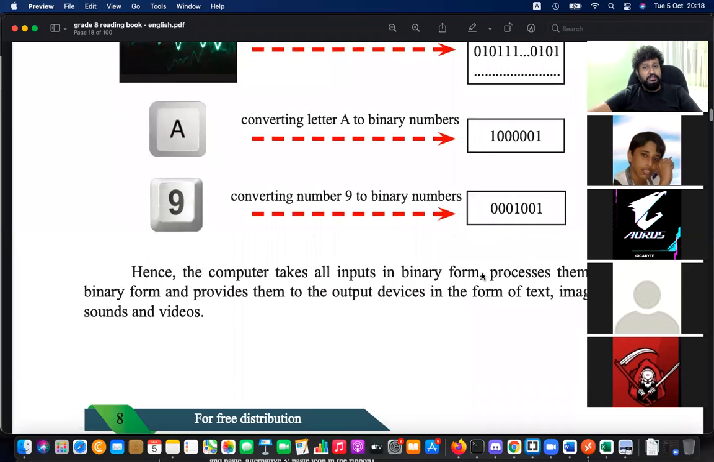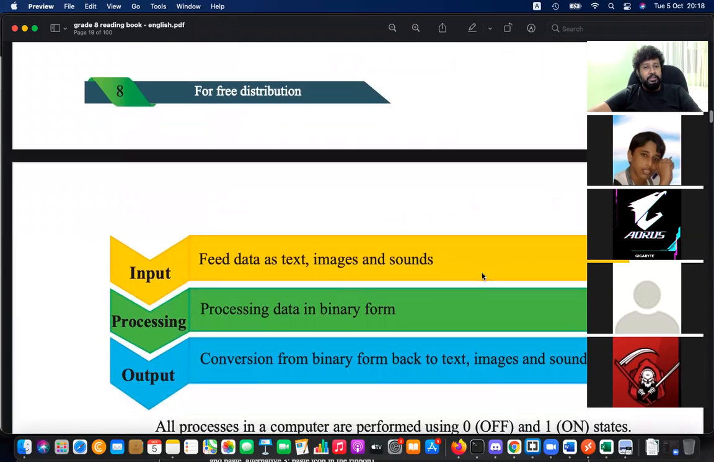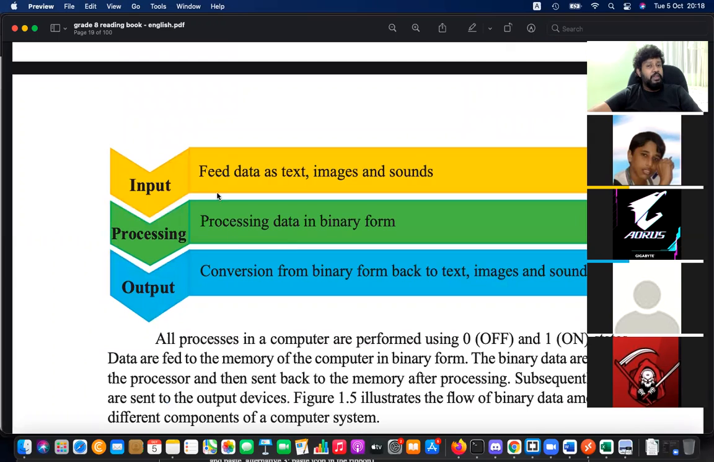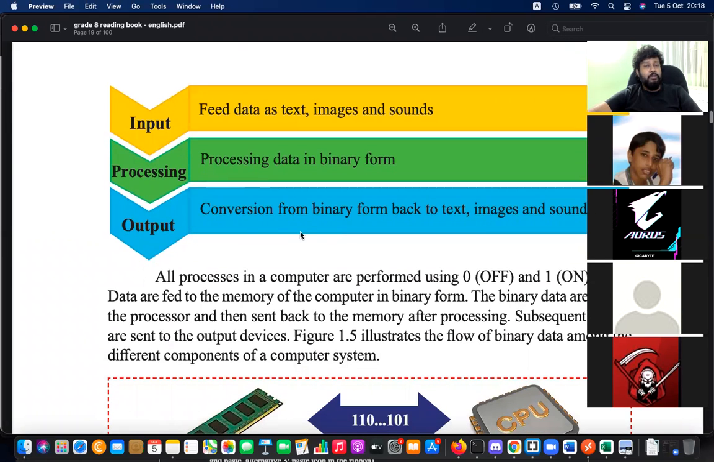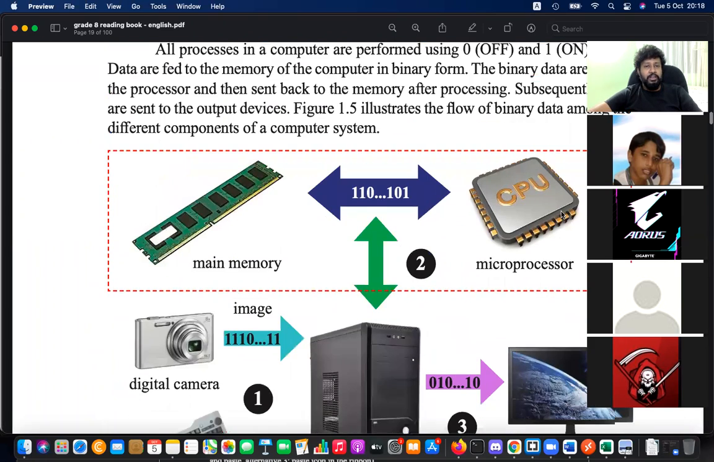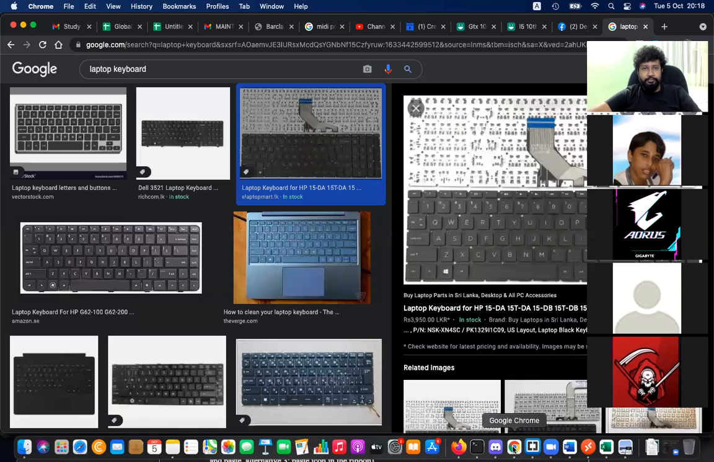We will learn that. Okay, right. So what will happen when we feed data as text, images and sounds? The computer will process it to binary. Then those binaries will be output to us again as text, images and sounds. Okay, let's see a small example here.